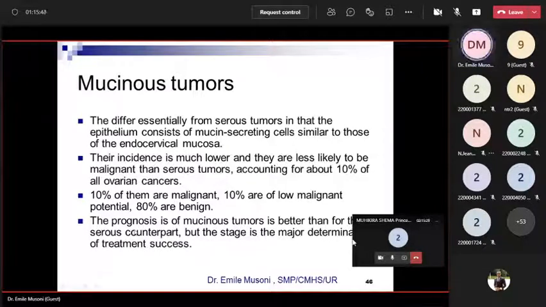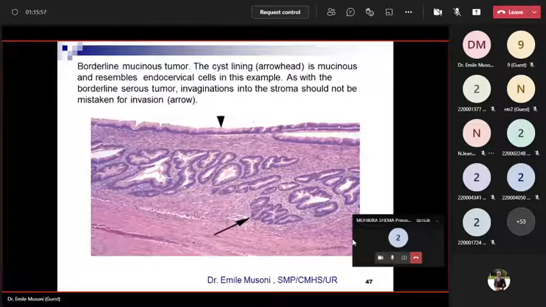This is why when you say a cystadenoma or carcinoma, you have to say, is it mucinous or serous? You say mucinous because you see this epithelium, it is like an intestine. They produce mucin. This is why they are called mucinous tumors.